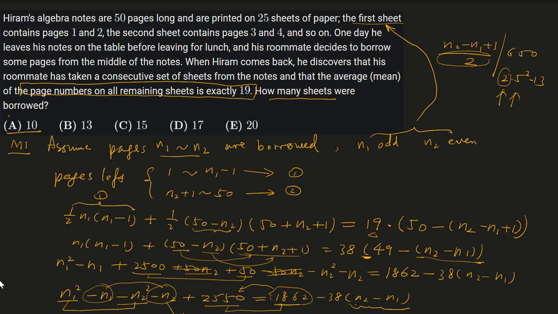Then A is wrong. B is certainly possible, right? And C, it needs a factor of 3 for 15.